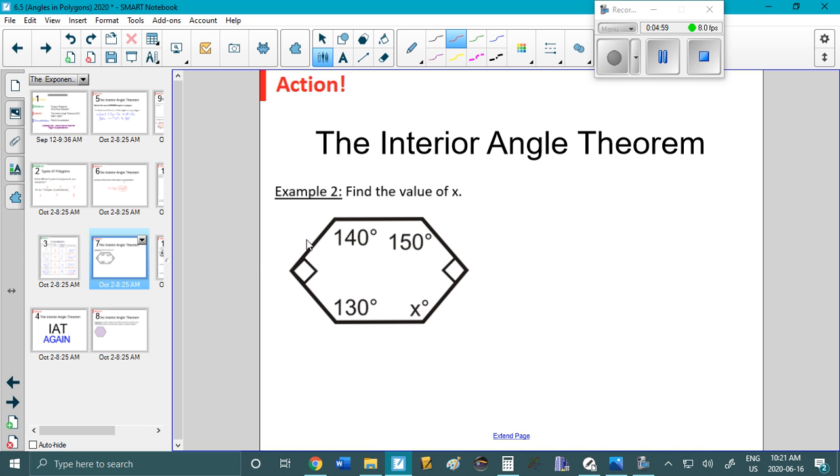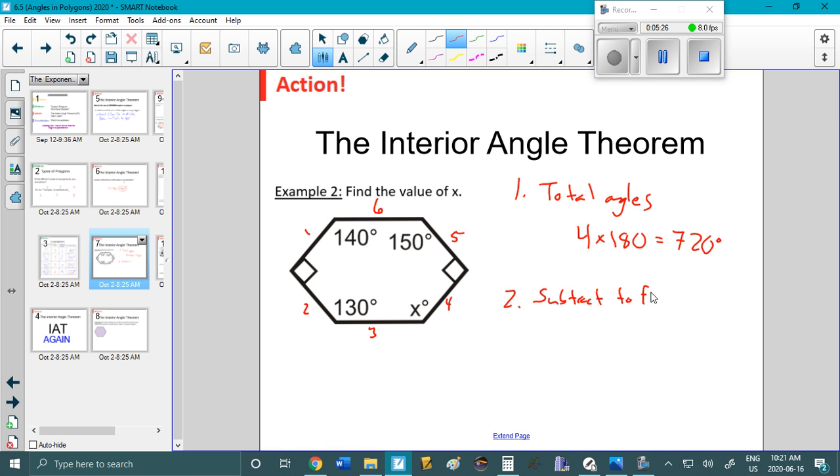Now we've got to find the value of x. So step 1, what's the total angles inside? And then we'll go from there. So this has 1, 2, 3, 4, 5, 6 sides. So the total angles is 4 times 180 equals 720 degrees. And then step 2, subtract to find x.